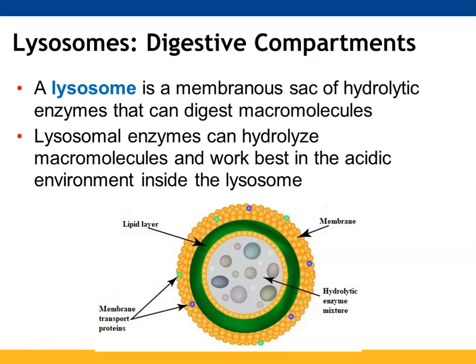Lysosomes are a means to break things down. It's a sac of hydrolytic enzymes that can break down your four macromolecules. It tends to work better in an acidic environment, and so that's what you see present in your lysosome. So they help to degrade molecules that are either worn out or damaged or just no longer needed.